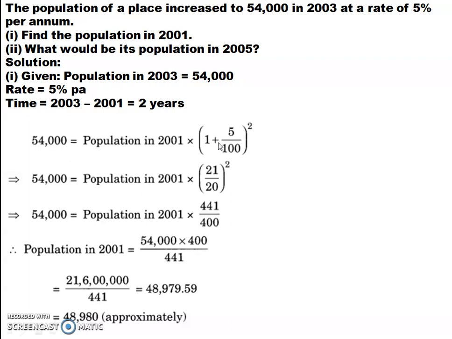So here in this applications of compound interest formula, if the thing is increasing, you will do 1 plus. If the quantity is decreasing, you will do 1 minus. Let us see an example for decreasing quantity.